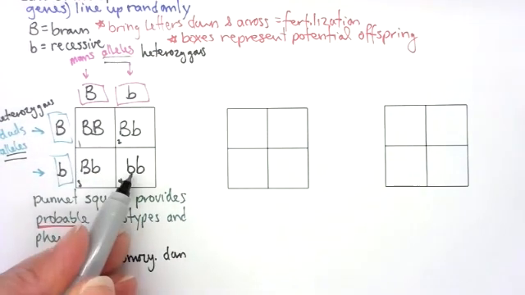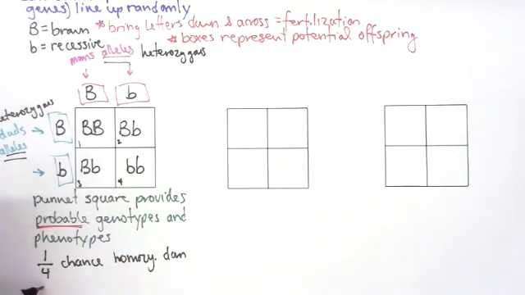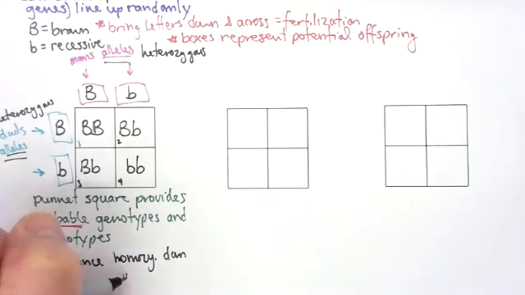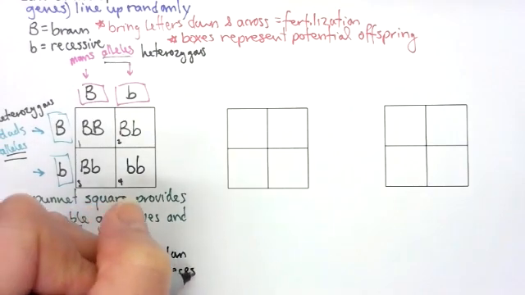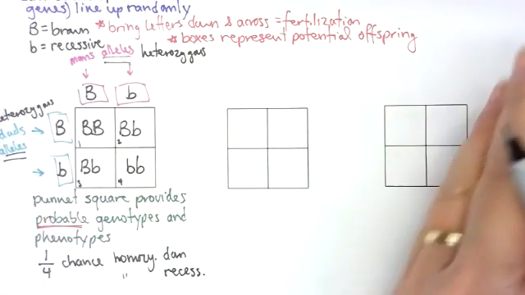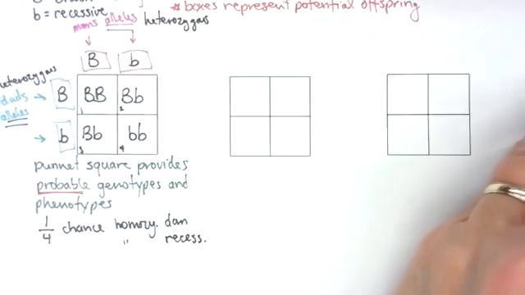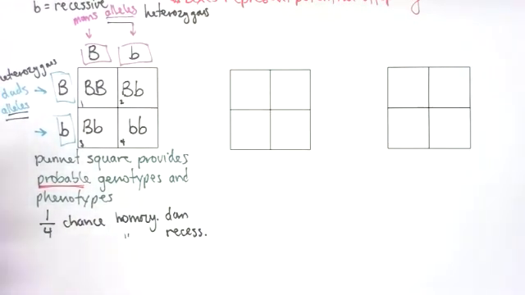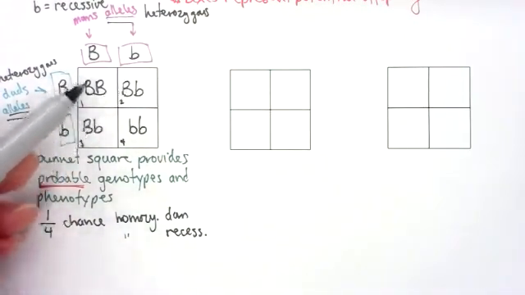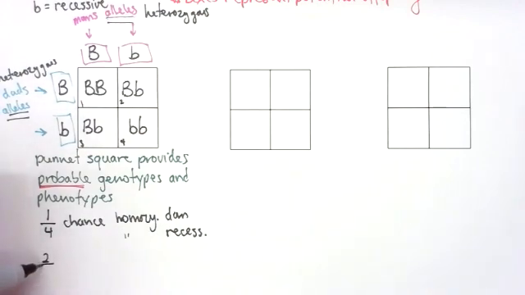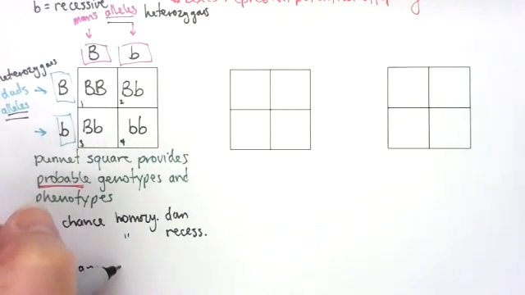I have a 1 in 1, 2, 3, 4 chance. So I have the same chance of being homozygous recessive. But what about heterozygous? 1, 2. I've got a 2 in 4 chance, which would simplify down to 1/2 of being heterozygous.